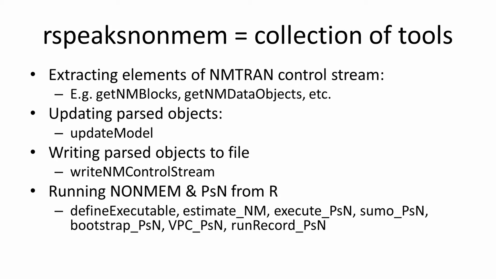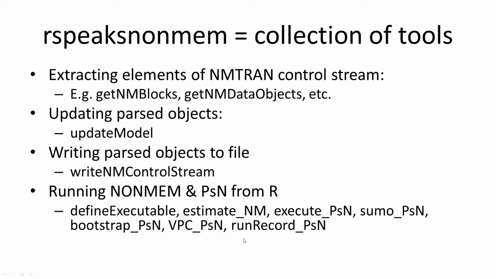As I've said, there's a function for updating the parsed objects called update model. And one of the bigger bits of code is for writing out that parsed object to file, so that write NM control stream takes the collection of parsed objects and writes back out to file.